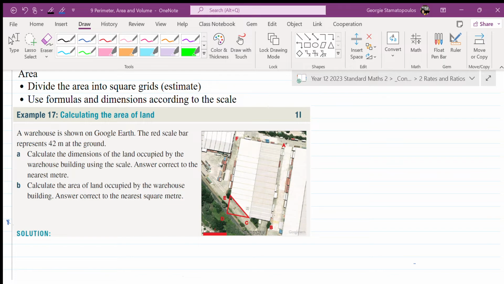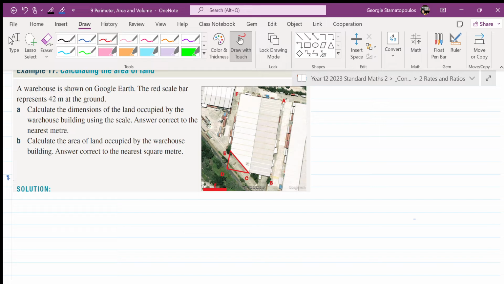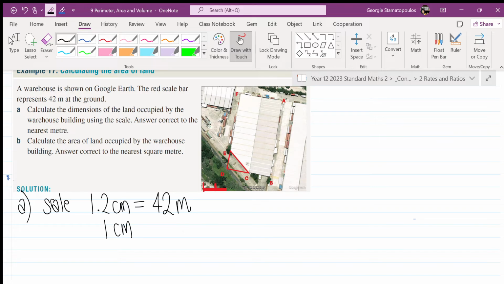So, the scale bar is 1.2 centimetres. Okay, so this here measures 1.2 centimetres. And I think it's actually got a little point here in red. Okay, so we've got to calculate the dimensions of the length. So we've got the scale: 1.2 centimetres equals 42 metres. So therefore, 1 centimetre equals 35 metres.